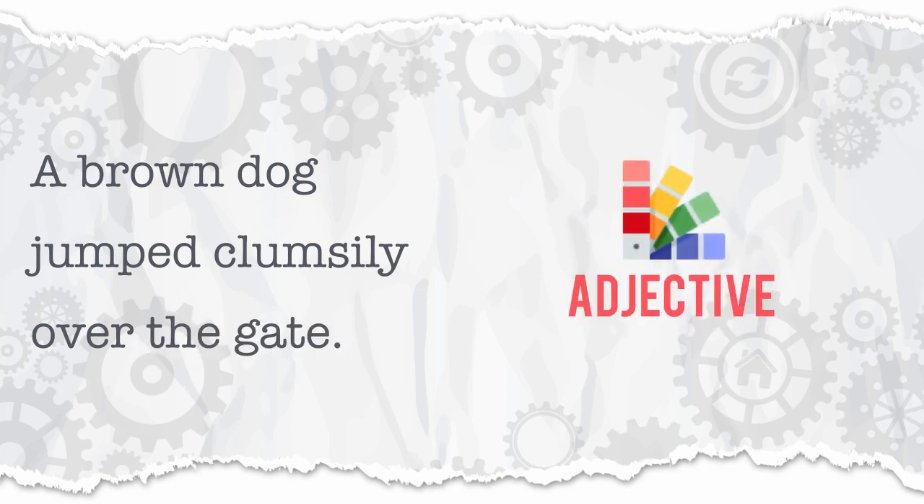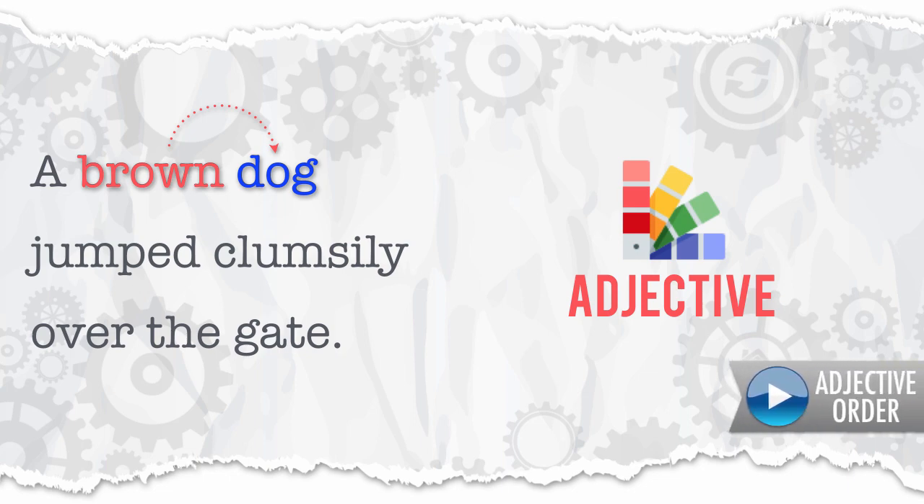What about adjectives? Do you see any adjectives here? Brown. Brown describes the noun, dog. It's not a white dog, it's not a short dog, it's a brown dog. Did you know if you use more than one adjective to describe a single noun, the adjectives go in a certain order? Don't worry, we'll teach you all about it in the adjective order video, so stay tuned.